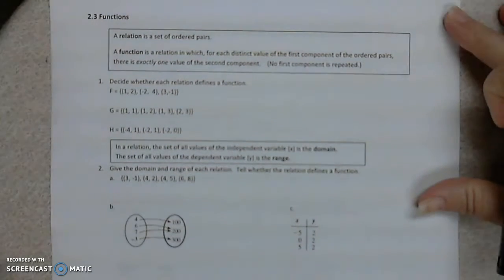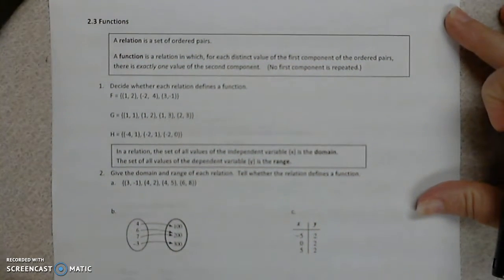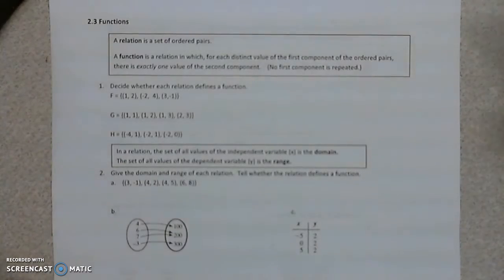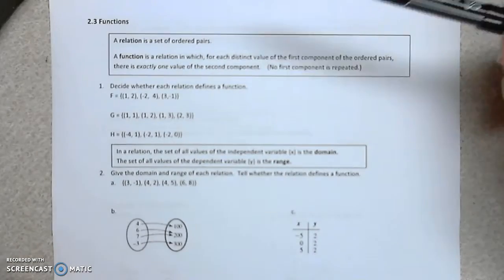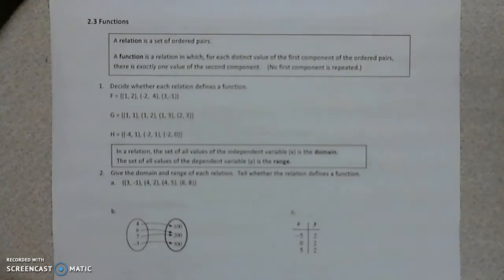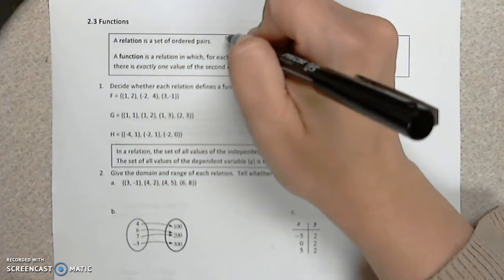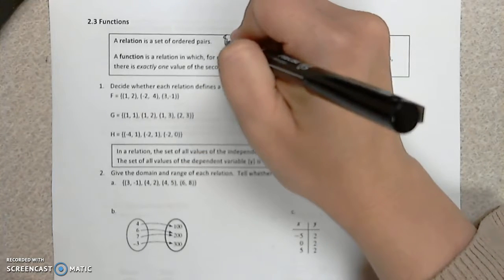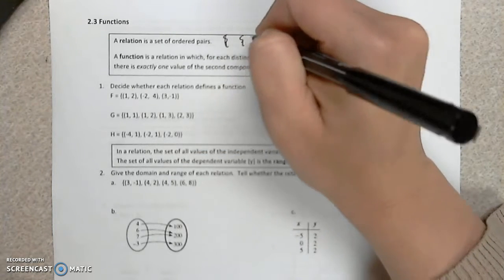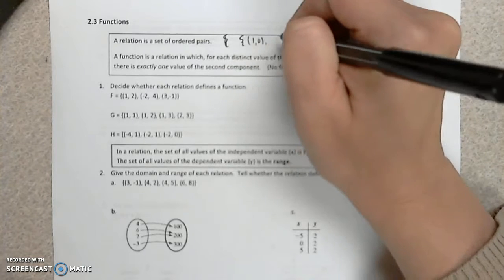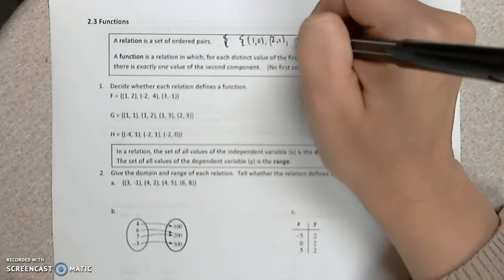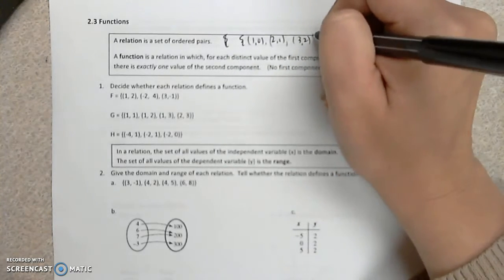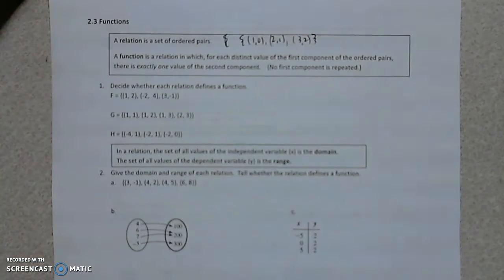This lecture will cover section 2.3 on functions. Alright, so first what we want to do is get out of the way a couple of definitions. A relation is simply a set of ordered pairs. So a set, if you think about a set of dishes, it's just a group of things together. So a set of ordered pairs, we may draw like this, and then (1, 0), (2, 1), (3, 2). Alright, and it could be any amount of ordered pairs.